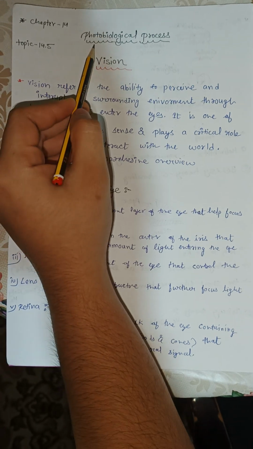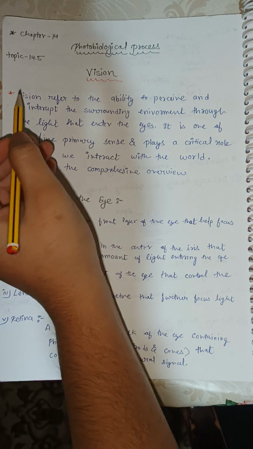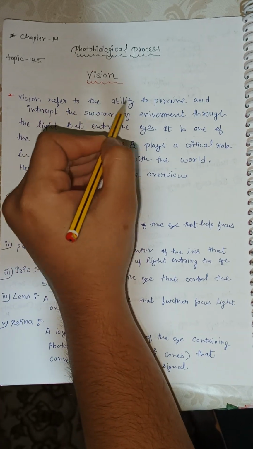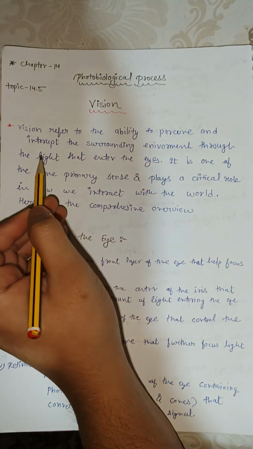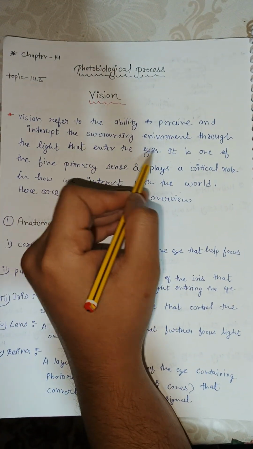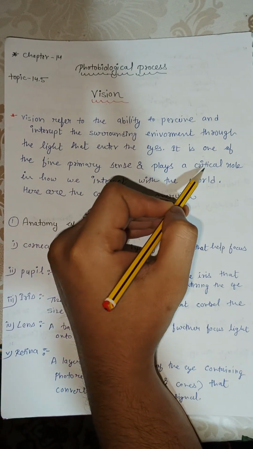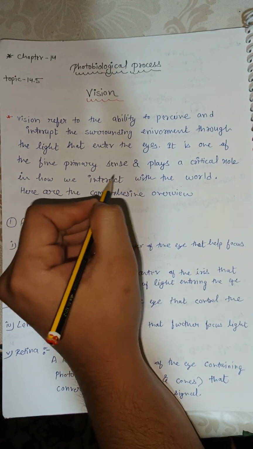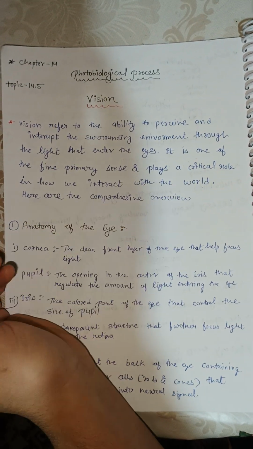Today's topic is about the photobiological process, in which the subtopic is vision. Vision refers to the ability to perceive and interpret the surrounding environment through the light that enters the eyes, and this is one of the five primary senses and plays a critical role in how we interact with the world. Here is a comprehensive overview of the eye.